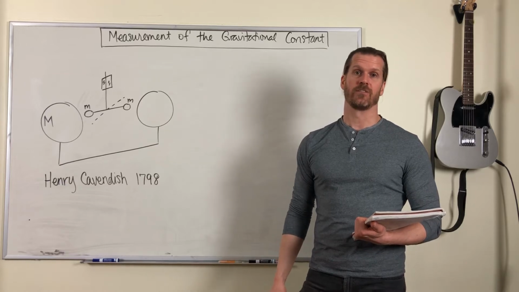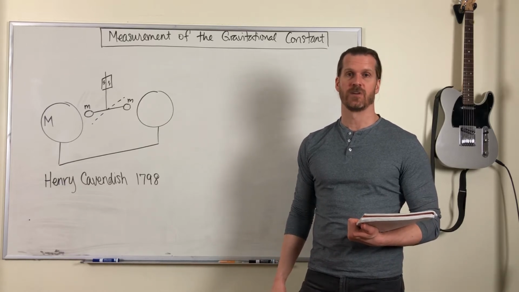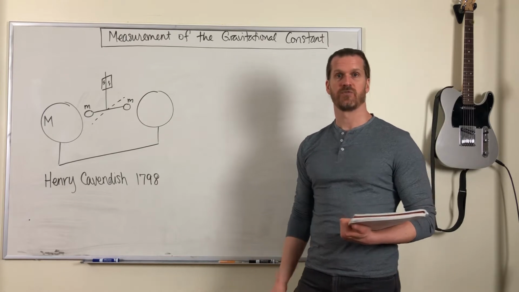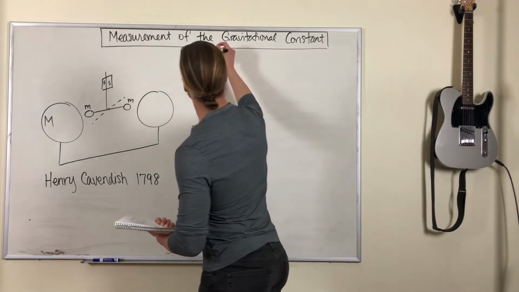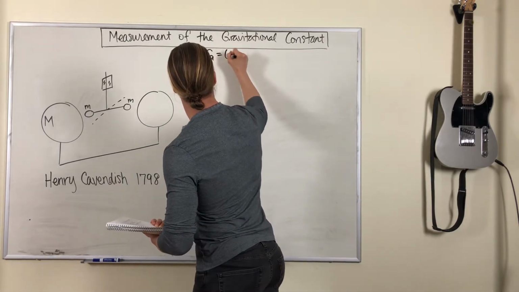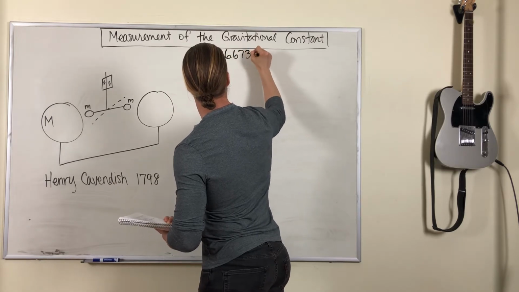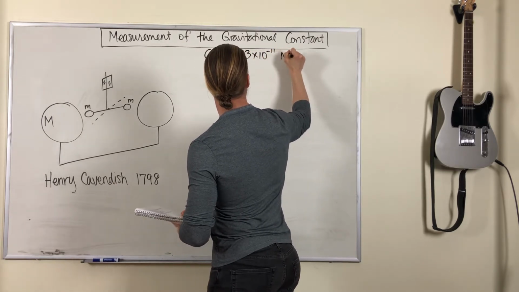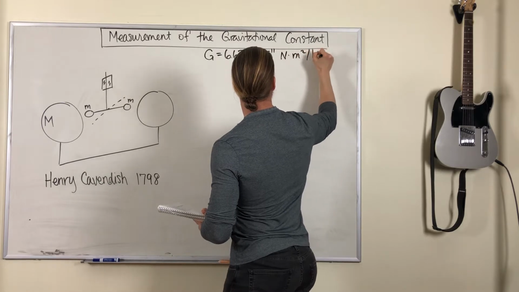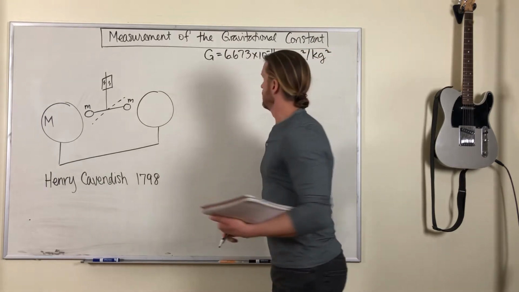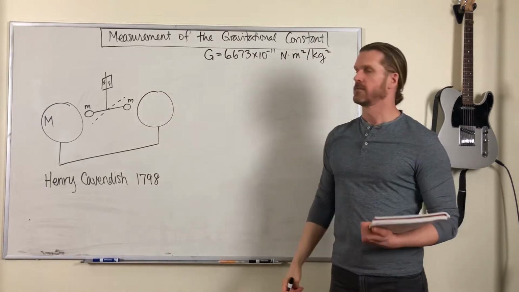Okay, in Newton's law of universal gravitation, we have this number, capital G, the universal gravitation constant. How do we measure that?